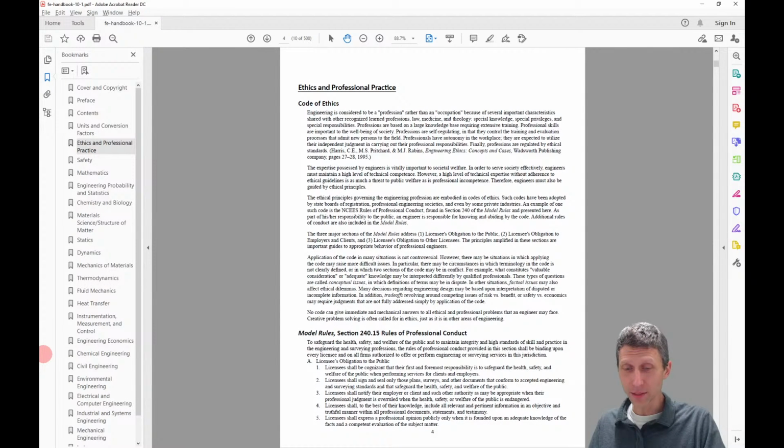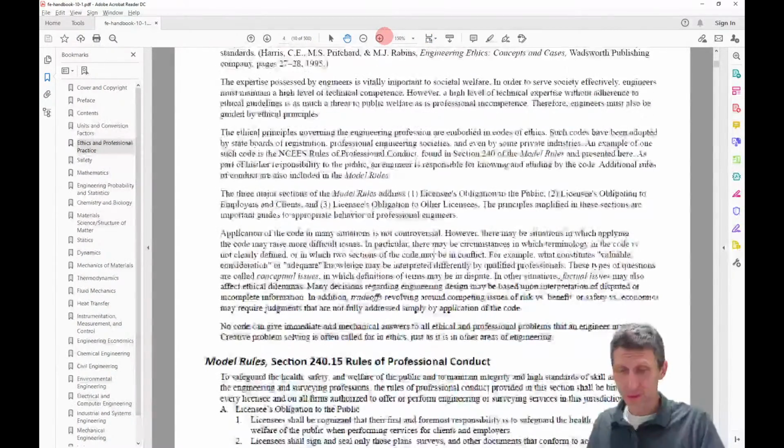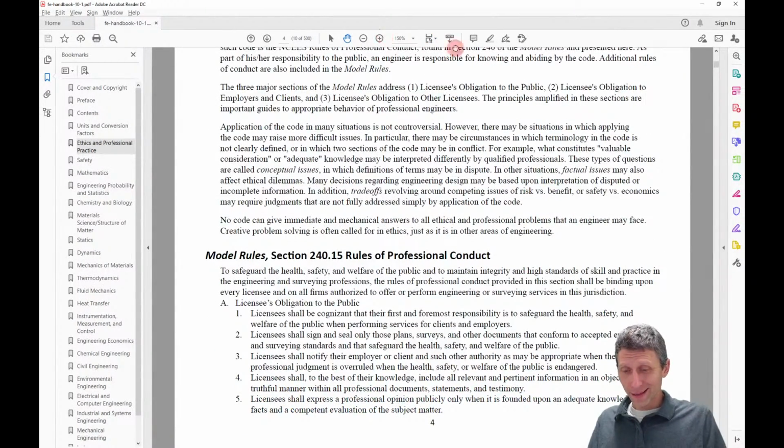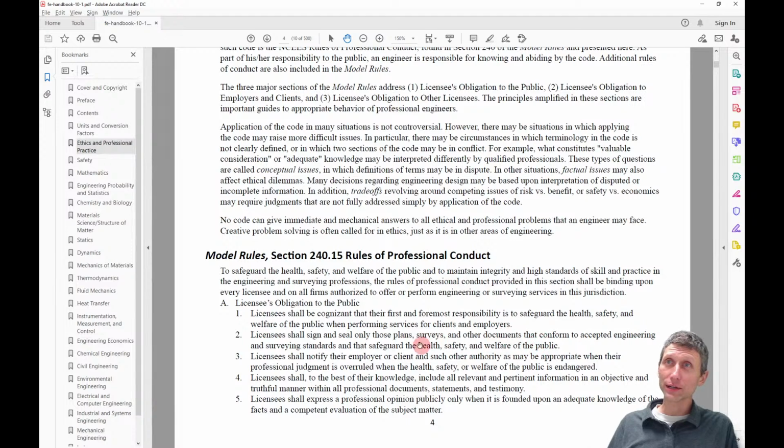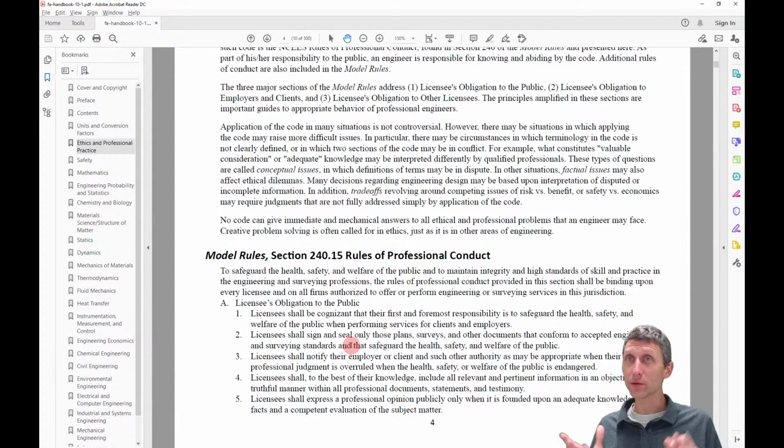That's the number one place where engineers are responsible to stamp drawings, right? Because if we come to the model law here, and I zoom in a little bit, you can see, hopefully, there are different pieces of this. But before we even get started, let's look at the number one item on the list. What's the first and foremost responsibility? To safeguard the health, safety, and welfare of the public, right? So that's the engineer's number one responsibility, and right underneath that: sign and seal only those plans, surveys, and other documents that conform to accepted engineering and surveying standards. If they don't conform to those standards, you can't sign them.